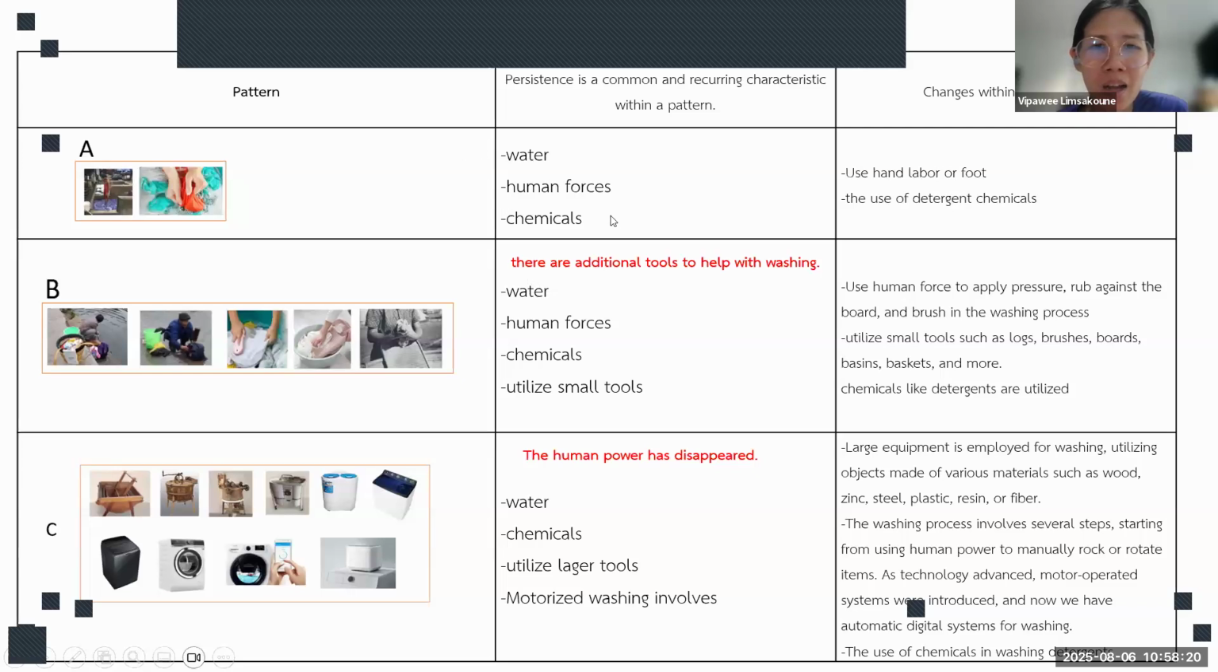Here, there are additional tools to help with washing. So this one wants to show an irregularity. Okay, so pattern B has additional tools to help with washing. In pattern C, the human power has disappeared. Actually, the first couple of them still use human power, but for the majority we can just plug in the electricity cord and then press run for the machine to start, right? So we don't need to use our human force to make it work. Okay, so that's my point to show you here.